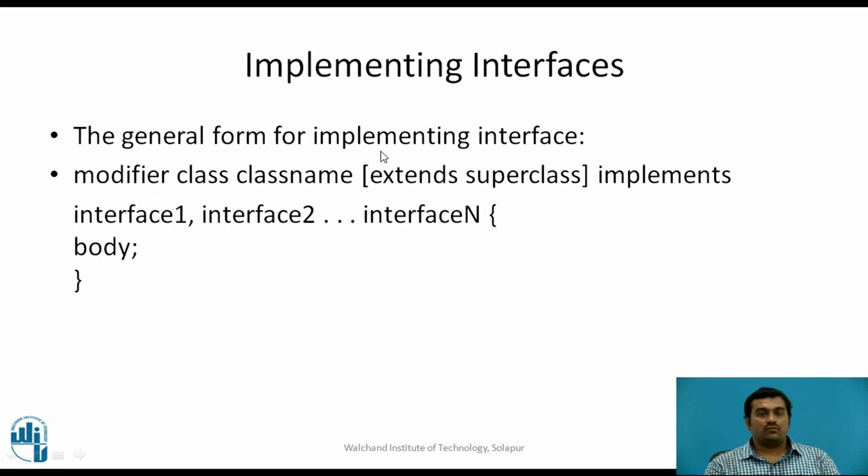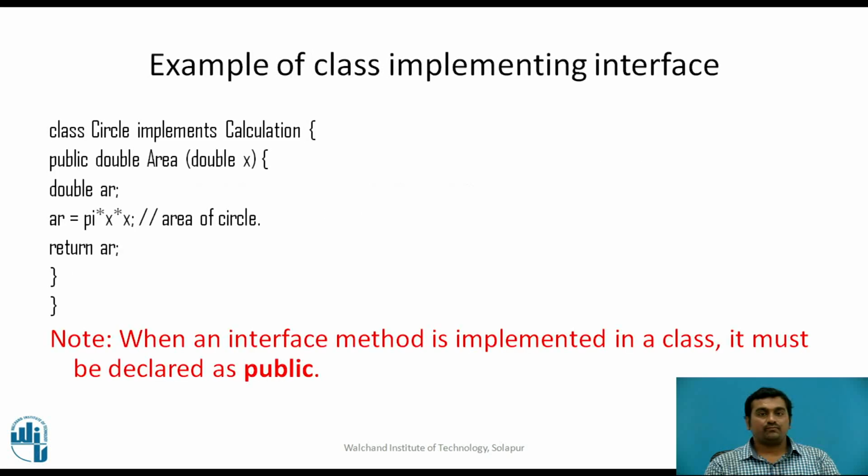Now, how to implement an interface? The general form for implementing an interface is that you write the modifier, then the class keyword, then the class name, then the implements keyword and the interface name. As I told earlier, a class can implement more than one interface, so interface 1, 2 and n, and then there is a body also.